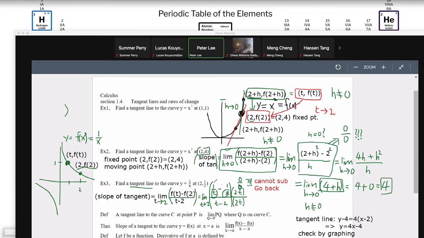So we are basically simplifying this expression right here. To convert that into a simple fraction, because right now we have a complex fraction, we multiply top and bottom by 2t. So let's see what happens here. Then this is going to be the limit, and now t is approaching 2.